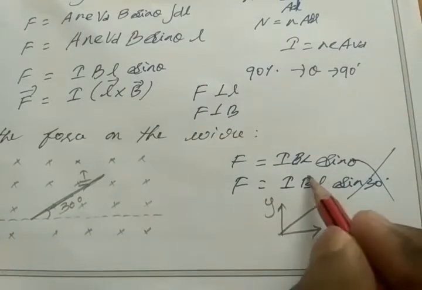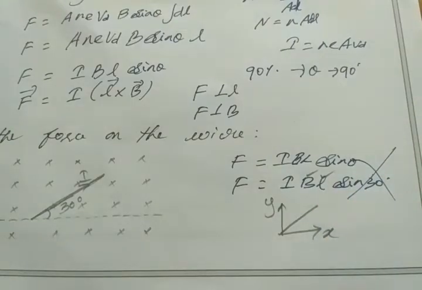Theta means the angle between the magnetic field and the length element. So first we have to see whether the magnetic field and length element create an angle of 90 degrees or not. In most cases, 90% of the cases, the angle between the magnetic field and the length element will be equal to 90 degrees.